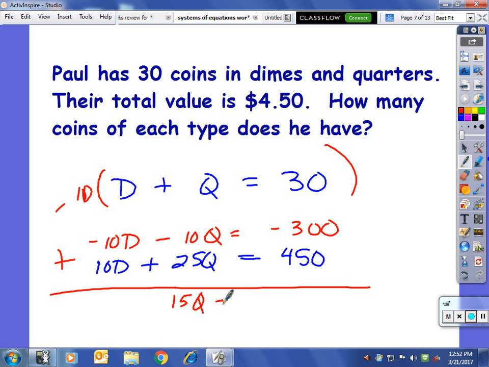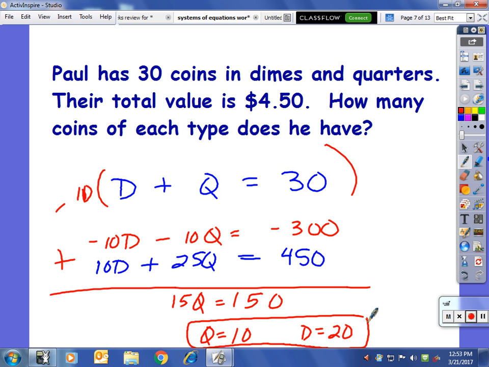And I'm going to get what? 15Q equals 150. So what would Q equal? 10. Now I'm not quite done. I want to know how many coins of each type he has. I just found the quarters. In the beginning, they told us he had 30 total coins. So if 10 of them are quarters, 20 of them must be dimes, right? That gives me 30 coins.